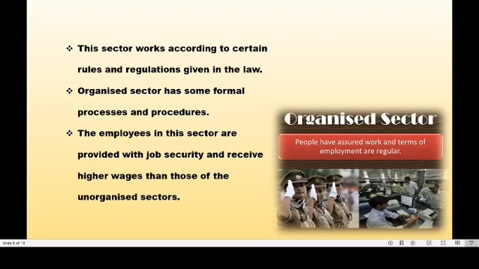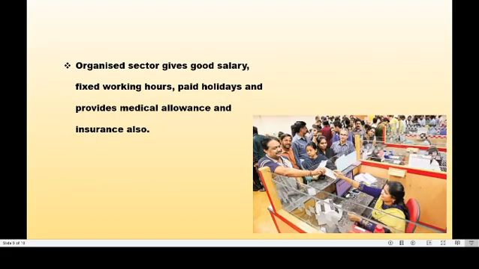So these people who work in the organized sector have high job security, and they get higher wages when compared to the unorganized sector. The people who work in the organized sector get a good salary, and they have only fixed working hours, and they are given paid holidays, and they are provided with medical allowances and insurance also.